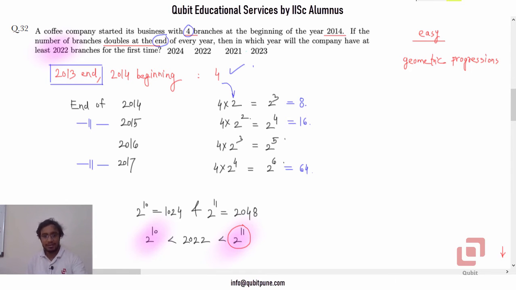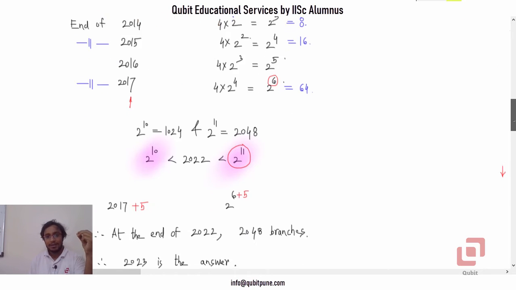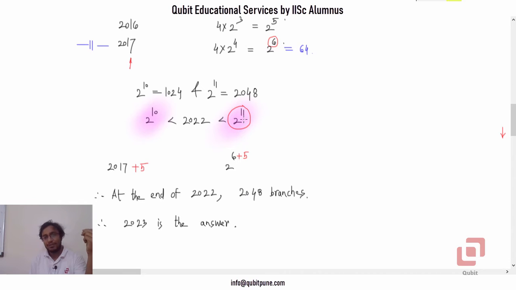The other thing that I want all of you to observe is that this power here is basically 1 less than the last digit, or you can say the last 2 digits. So it's 17, so it's 1 less, that's 6; 16, so 5; 15, so 4; and 14 is 3. As you go on taking the next years, this index of 2 will increase by 1. Now we want 2 raised to 11.